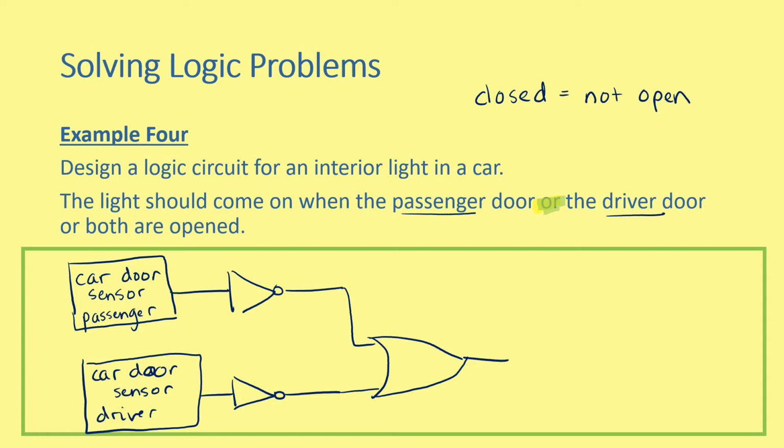and then we've got our output, which is an interior light. Those little lights that no one ever likes being on when it's dark. And that's our final diagram there.